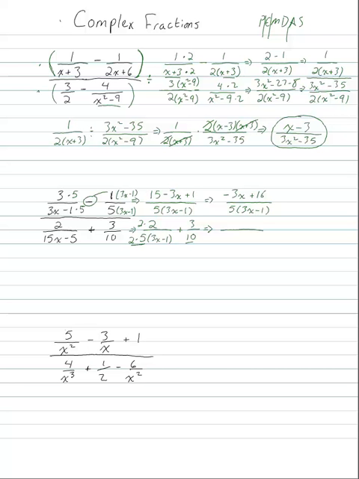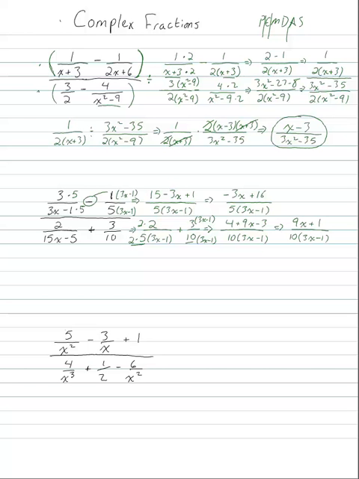Second fraction is missing the whole thing. It is missing 3x minus 1. So I'll multiply it by 3x minus 1. Okay, so now I have 4 plus 9x minus 3 over 10 times 3x minus 1. Combine like terms, 9x plus 1 over 10 times 3x minus 1. Okay, so I got my numerator.